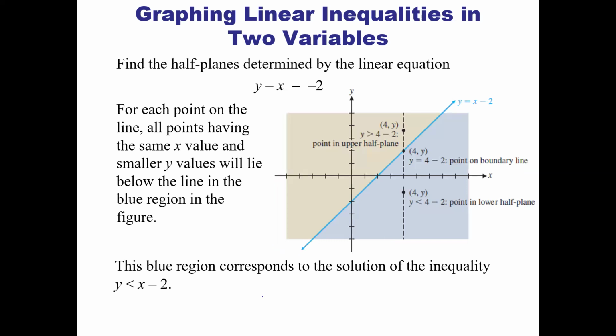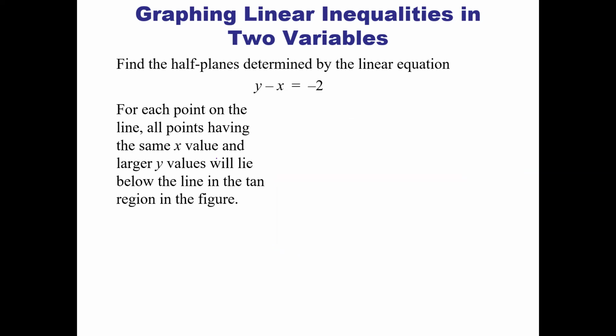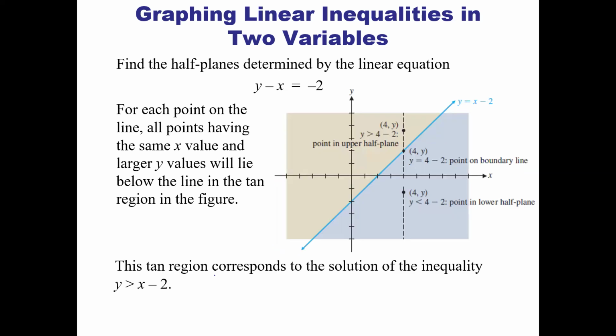So what we can say now is the blue region is going to correspond to the inequality that's less than, and this tannish region is going to be the values that are greater than. This is what it shows here, just we're doing it one slide at a time. So this is going to be the values that are greater than the boundary line.